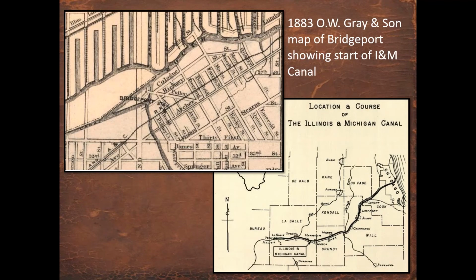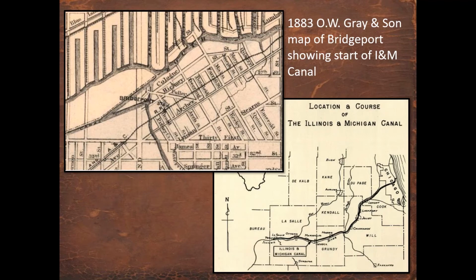You can kind of see where it starts in LaSalle, Peru, runs through Ottawa, Morris, Seneca, Channahon, Joliet, Lockport, Lamont, on its way into Chicago. The one that I'm showing you here, this 1883 O.W. Gray and Sons map of Bridgeport, is just a cropped image of the entire neighborhood of the ward, but you can kind of see where the canal starts, past Bubbly Creek, where it kind of dumps into the Chicago River.